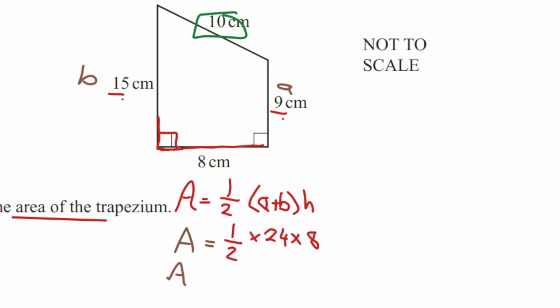So that means the area is going to equal to half times 24 is just half of 24, which is 12. So it's 12 times 8 because this is just 12. Half times 24 is 12. 12 times 8 is 96 and the area is centimeters squared. And that's your nice final answer.